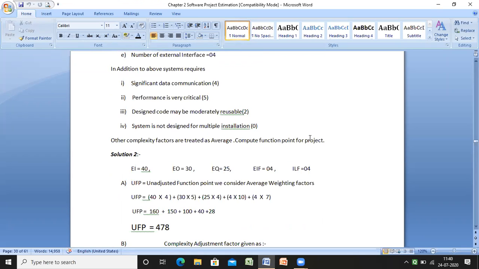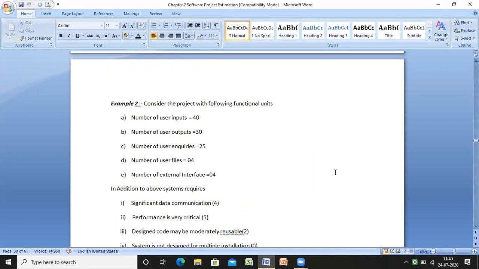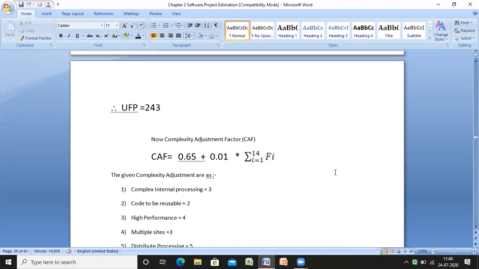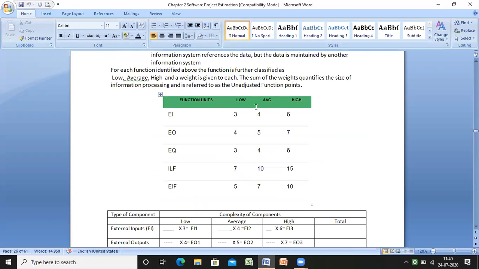So what is that? EI equal to 40, EO equal to 30, EQ equal to 25, EIF equal to 04, and ILF equal to 04. In this case we consider this as an average project. This is the rating related to average points, just like the table for EI, EO, EQ, ILF, and EIF. So we put the average values and consider the weightage for average values. These are the values for average: 4, 5, 4, 10, 7.